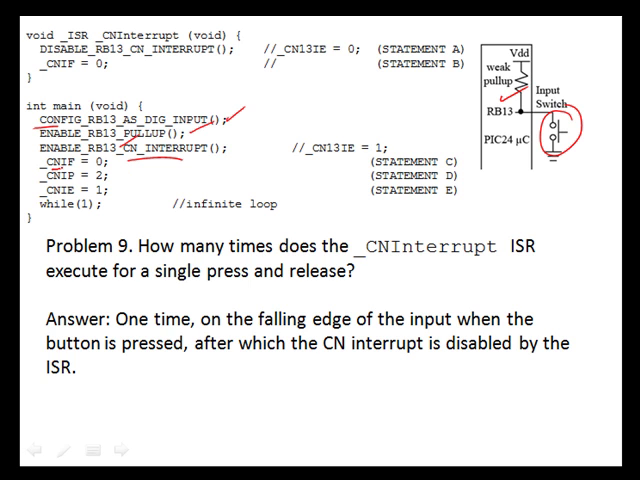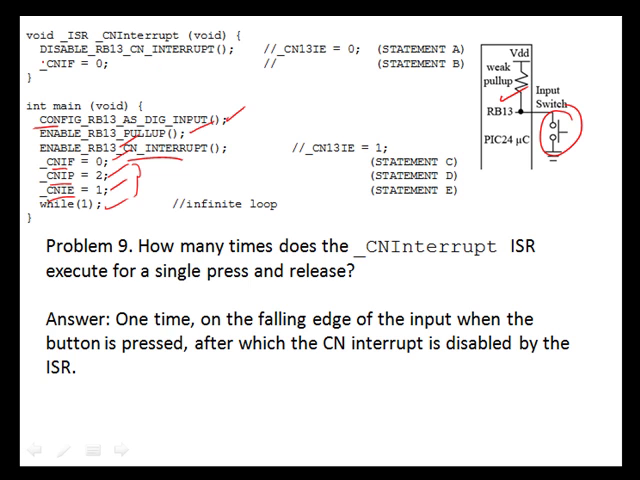We're then going to clear the change notification interrupt flag. We will set the change notification interrupt priority to 2, and we'll set the interrupt enable for the change notification interrupt to a 1. At this point, the change notification interrupt is enabled, and then we're going to enter an infinite while loop, simply waiting for this interrupt, this ISR, to be executed.